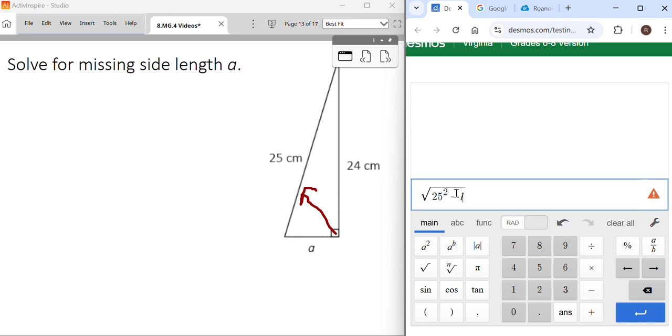Oops, did that wrong. The leg is 24. So we're going to put 24 squared. That gives us 7. Now I ask, does that make sense? Yes, it does, because the hypotenuse is the longest side. So let's go to the next one.